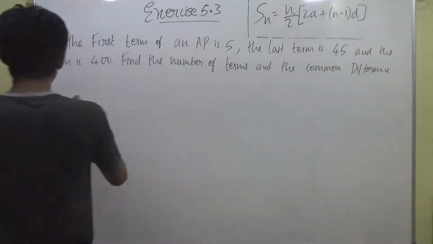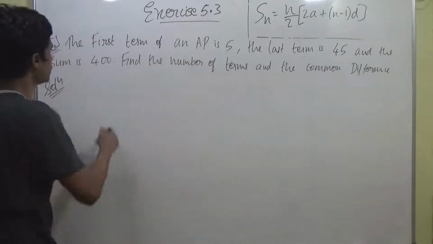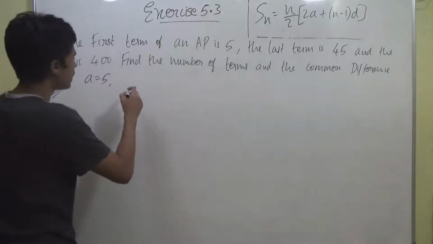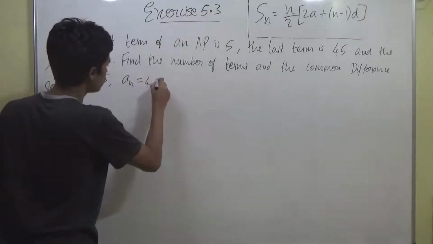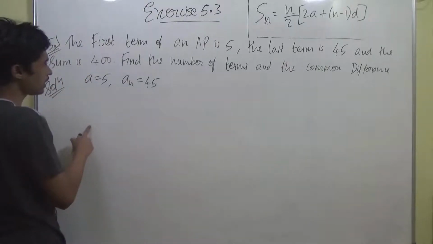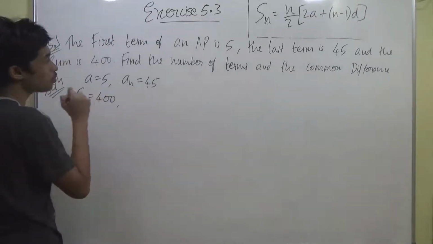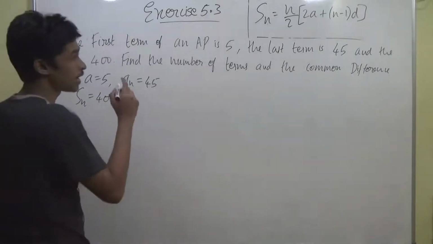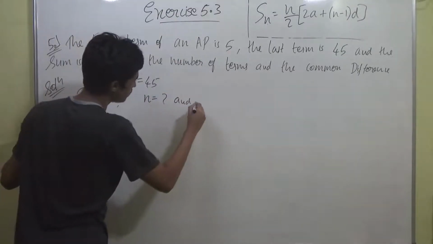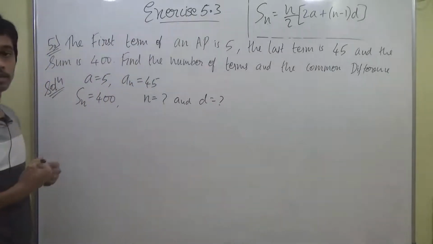Okay guys, in this question, let's first write down what is given and what we have to find. They are given the first term of the AP as 5, which means a equal to 5, and the last term, that is a of n equal to 45, and the sum to be equal to 400, that is S of n equal to 400. Now what we have to find? We have to find the number of terms and the common difference, that is n and d. Right guys, so using these values we have to try to find the value of n and d.